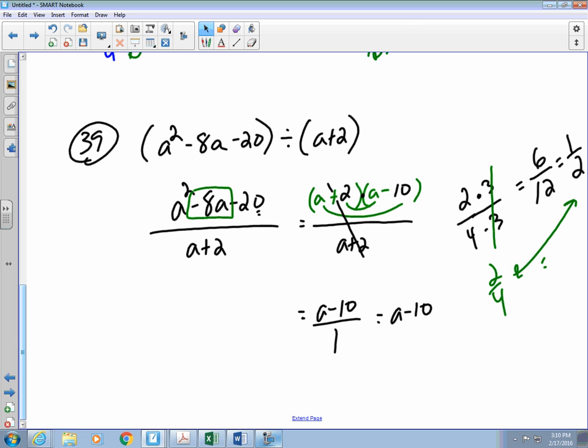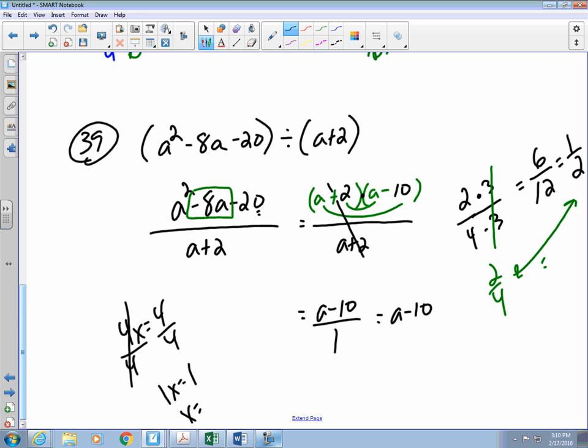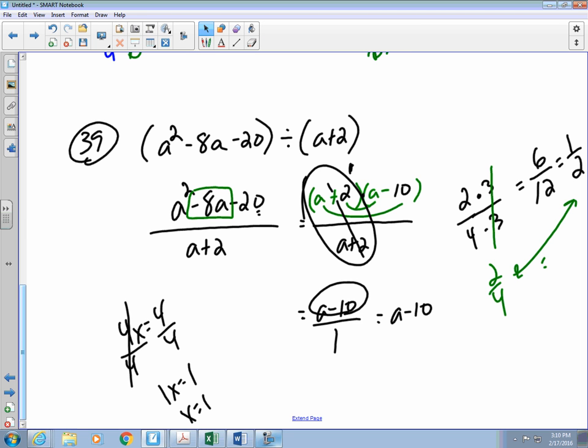Now again, why is that 1? That's just real quickly, right? That's why we divide these single step equations by the coefficient. 4 divided by 4 is a 1x. So 1x or x equals 1 is the same idea that I'm doing here. a plus 2 over a plus 2 is 1, right? So there's a 1 there too. But 1 times a minus 10 is just a minus 10. In short, you're just left with a minus 10.